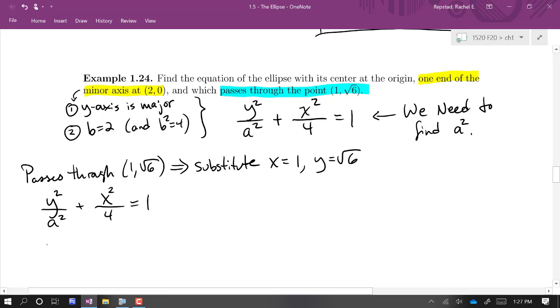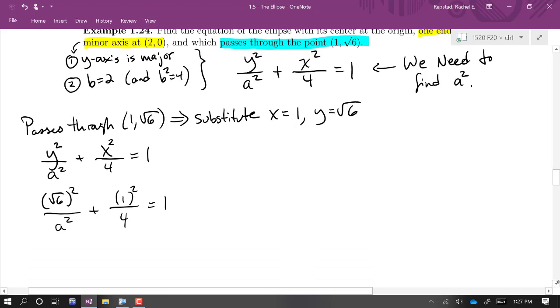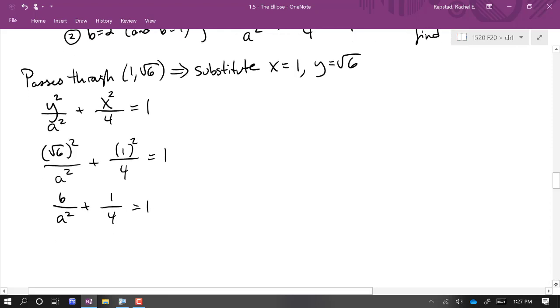Plugging in our values, root 6 squared over a squared plus 1 squared over 4 equals 1. Now we have an equation that we can solve for a squared. So I'll do some simplifying first. The square root of 6 squared is 6, and then 1 squared is obviously 1. There's more than one way we could proceed algebraically, but I think it's pretty simple if we just subtract a quarter.